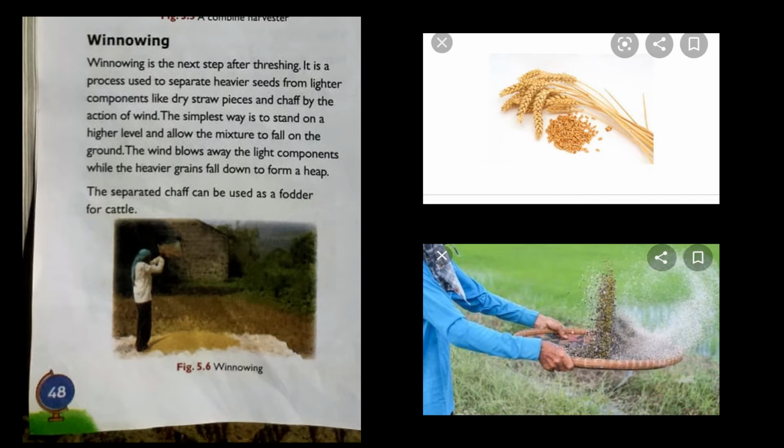So this is only the winnowing part. I think you have got the idea of winnowing. If you have any doubt, you can ask me.